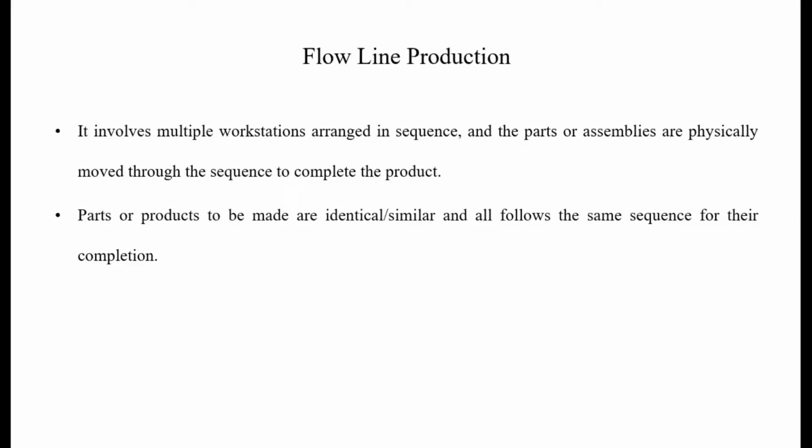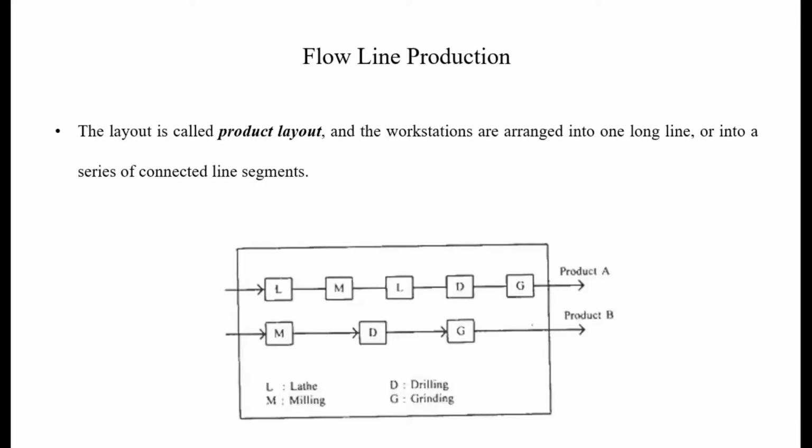The second category of the mass production is the flow line production. It involves multiple workstations as compared to quantity production. And these workstations are arranged in sequence. The parts, the assemblies are physically moved through the sequence to complete the product. Parts or products to be made are identical, similar. And all parts, products, they follow the same sequence for their completion. So the part or the product variety in the case of either the quantity production or the flow line production, because these both types belong to mass production, is zero. And the product type layout is used in the case of flow line production.